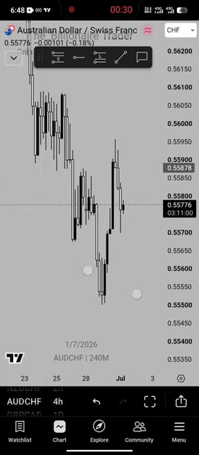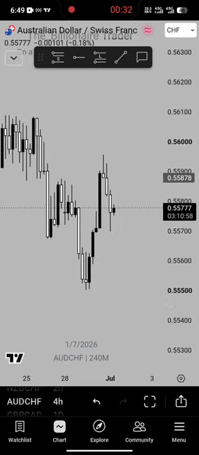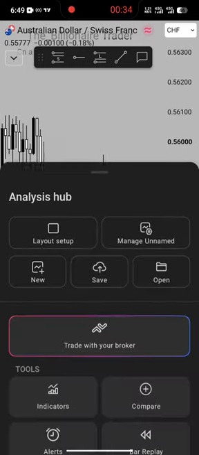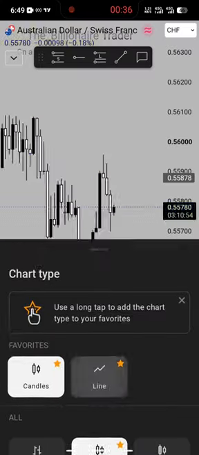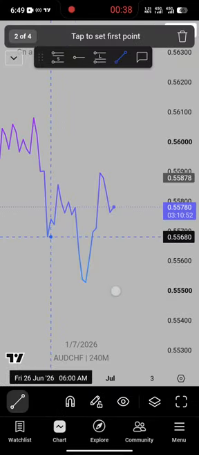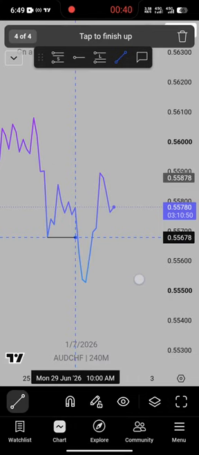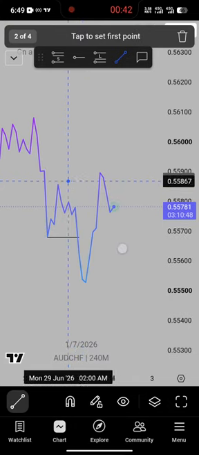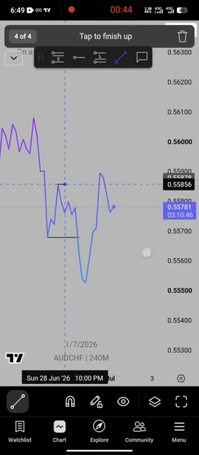So we have this sweep and break. Let me change to the line charts. We have this sweep and we have this break. We already know that okay, we are buying. So where is our entry?